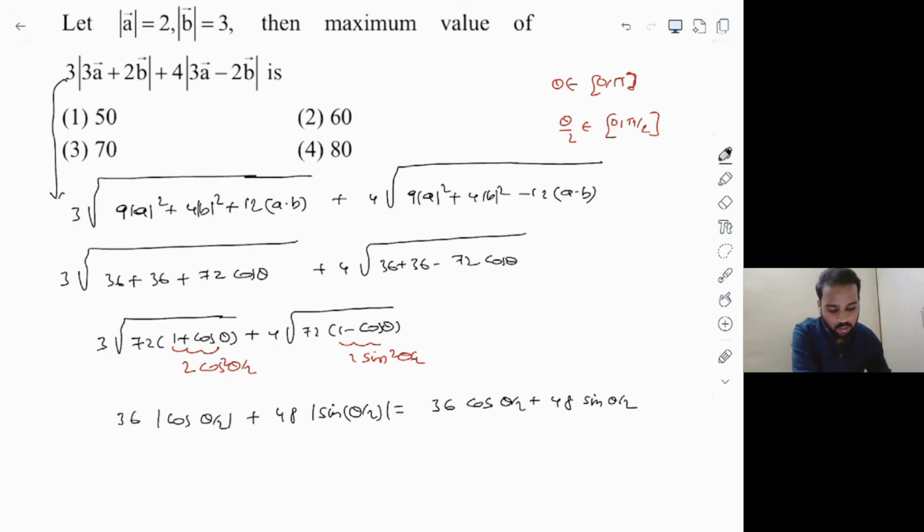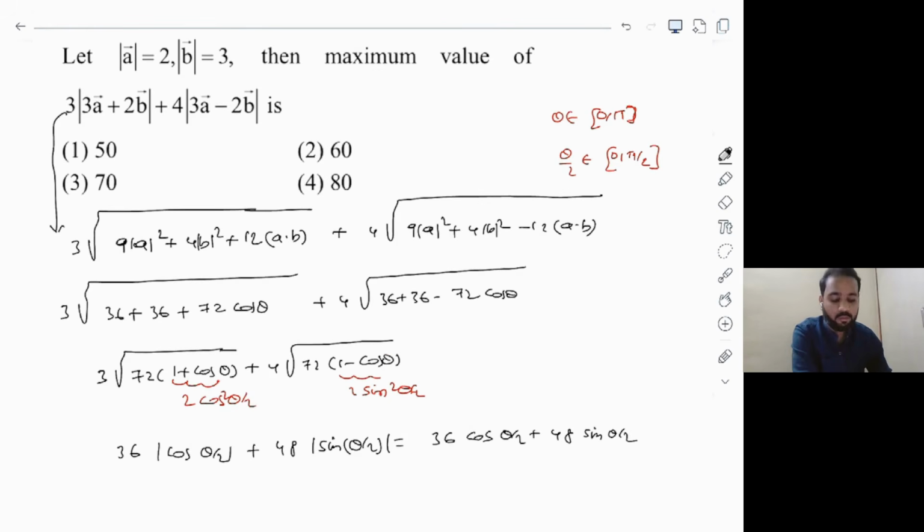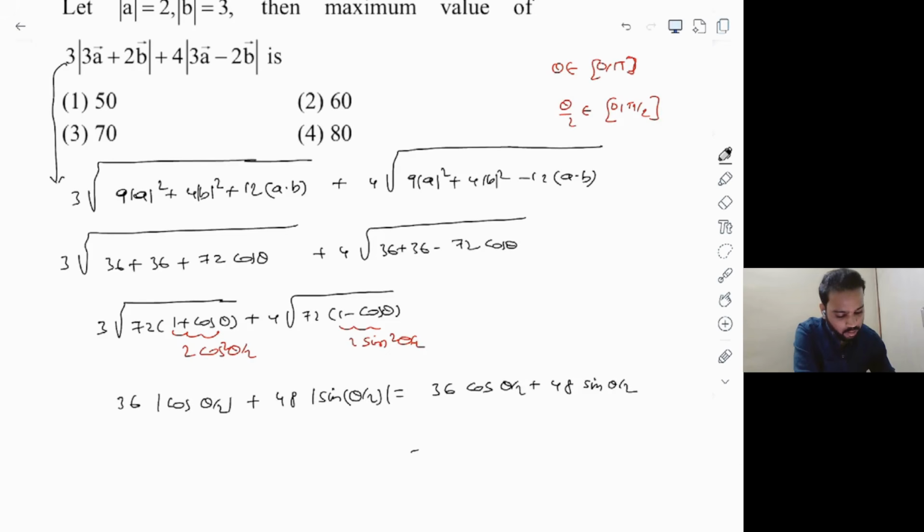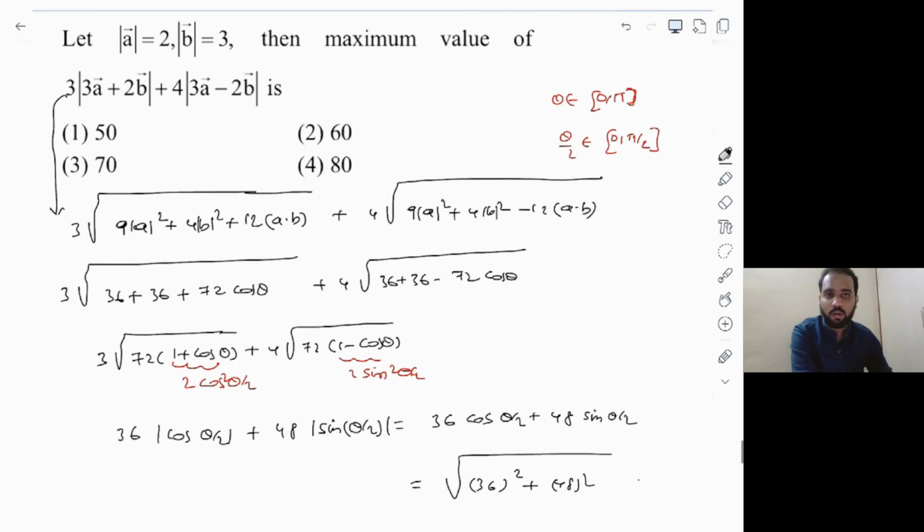And moreover, you know what to do here because they're asking for the maximum value of this one, right? We know very well what to do here. Square root of 36 whole square plus 48 whole square. Okay. So even though you forgot about the modulus sign, you will end up with the correct answer here. But I'm just trying to remind you, whenever we have that square root of x square, don't forget the modulus sign. Here you might be saved, but in other questions you might get into a trap.